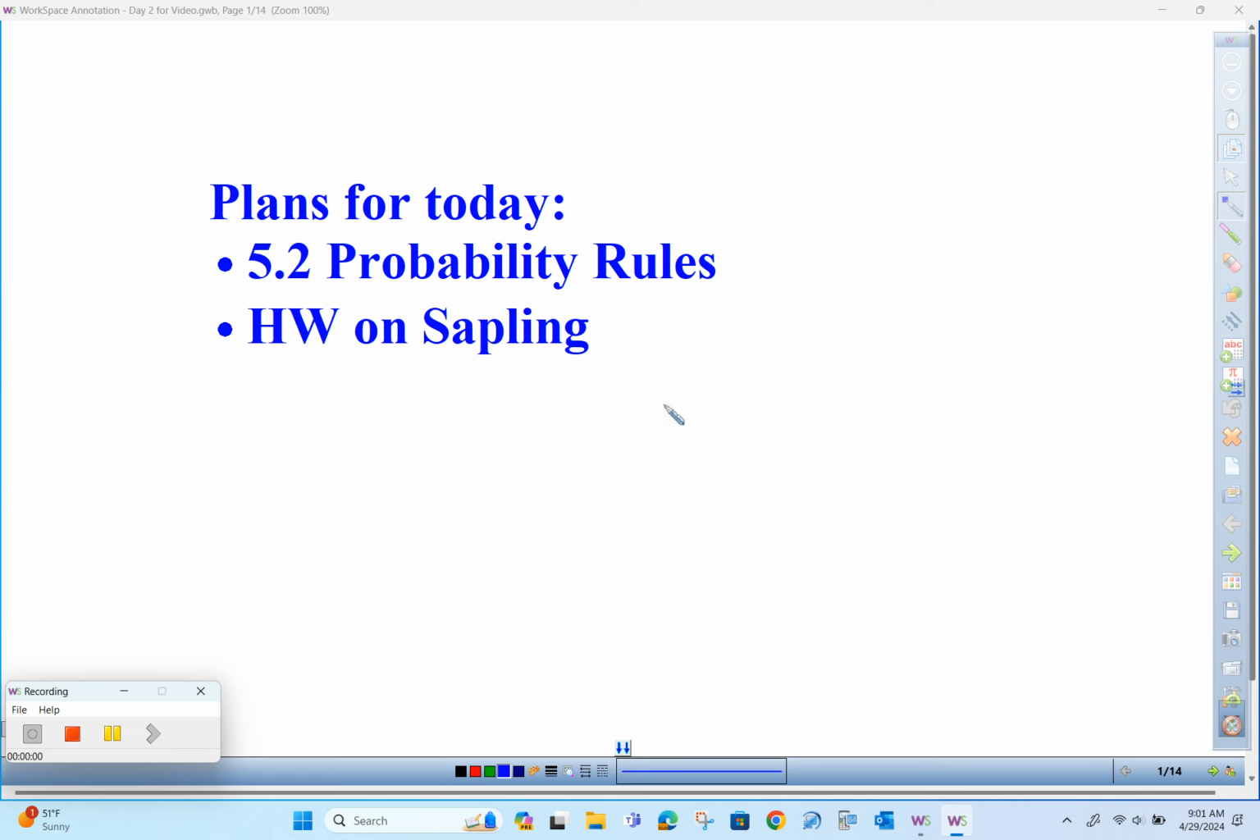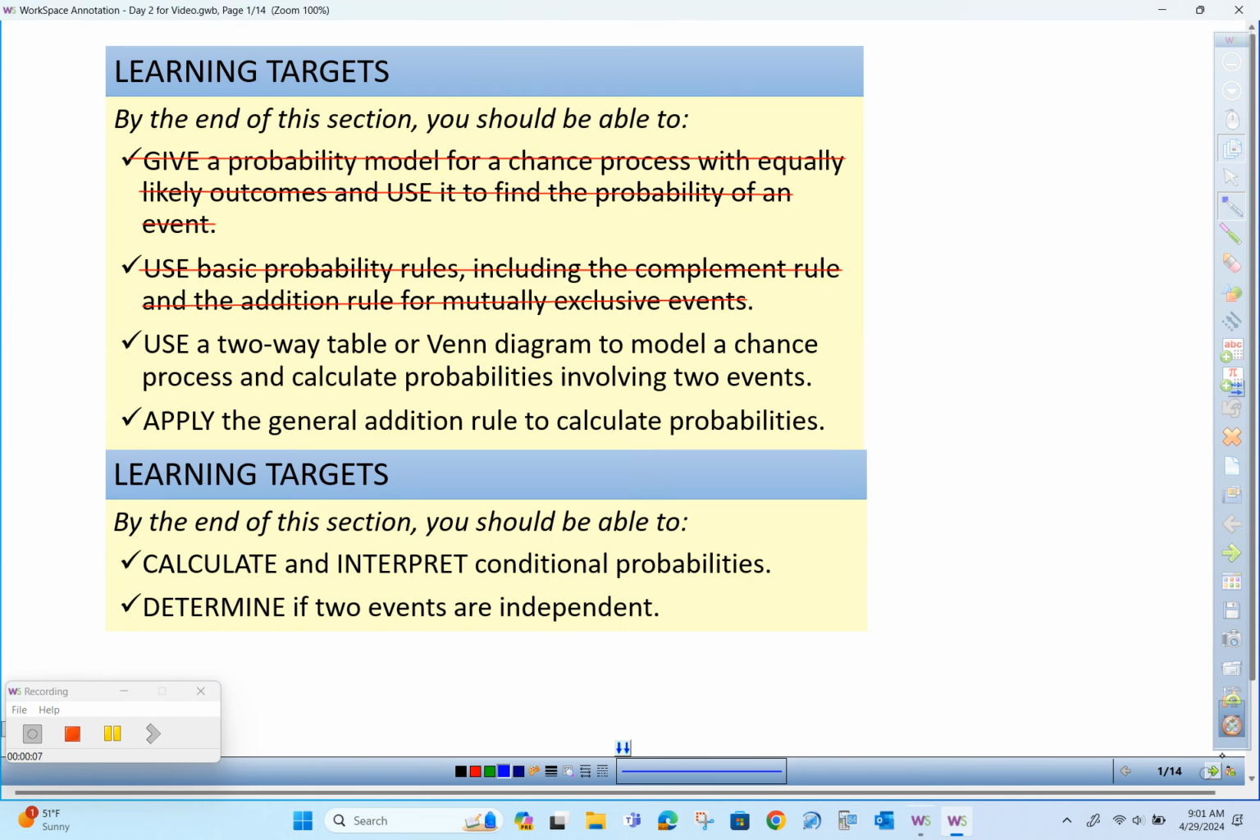All right, we're going to go over some more probability rules past just the basic ones today. So some of these learning targets we've hit, we're kind of starting with the 5.2 lesson and then going to get through the rest of that, and we'll start on 5.3. So here's the things we haven't hit yet.